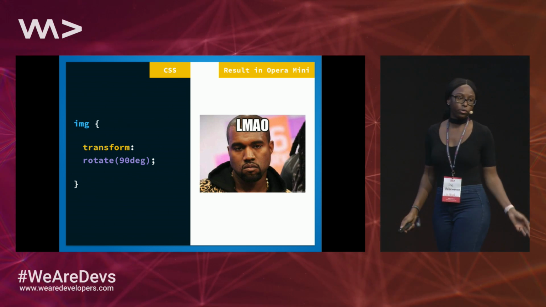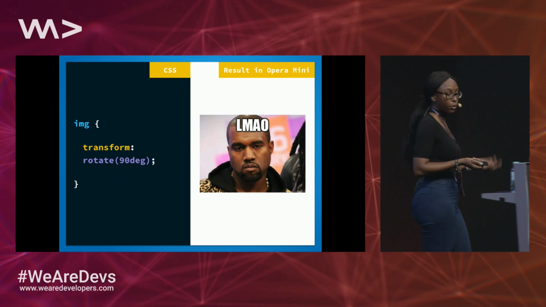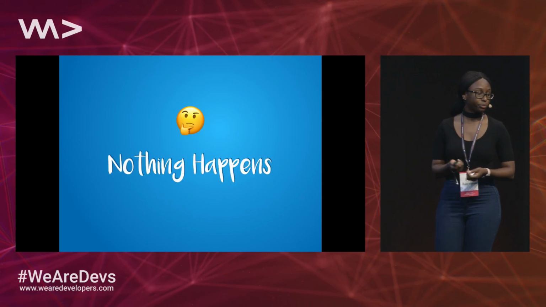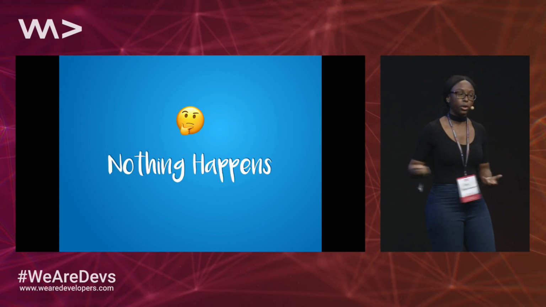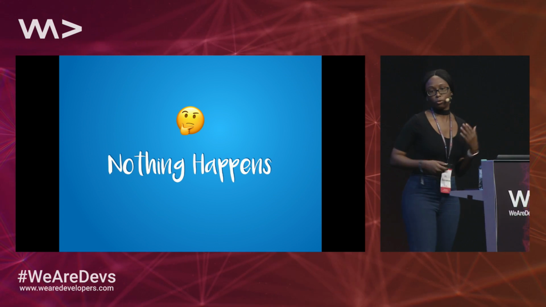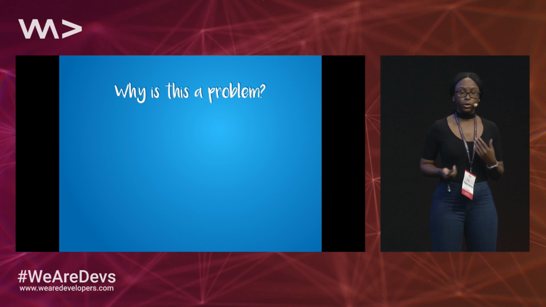And even if we get all of that right, this is what happens if the user is viewing this in a browser that just doesn't support the transform property at all. So yeah, we know nothing happens, nothing breaks. There's no sort of fallback. There's just nothing. And this is a problem for 2 reasons.